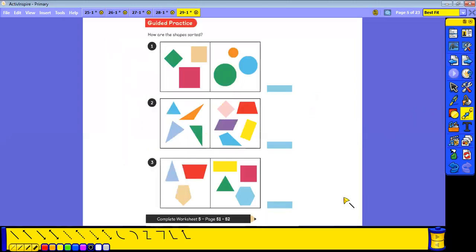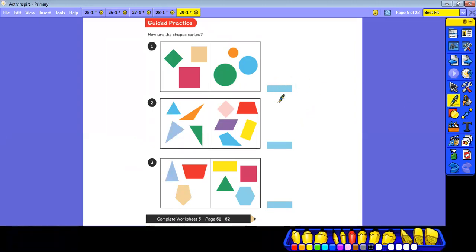So let's look at the guided practice today. Again, if you want to do this independently in your workbooks, you may. If not, we'll work through them together. It says, how are the shapes sorted? And we have to write in this box here how we think the shapes are sorted, according to which property.